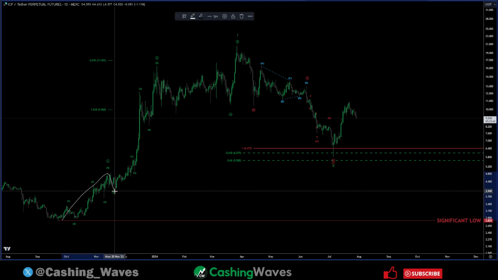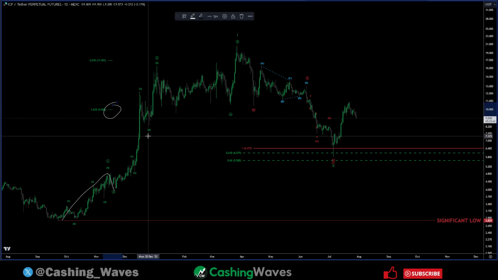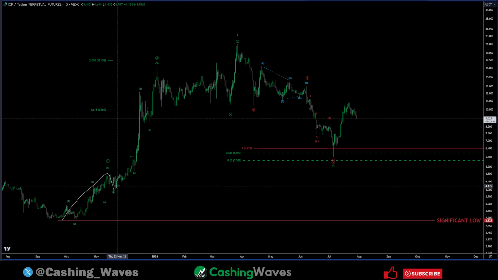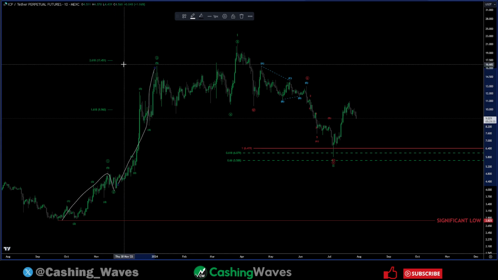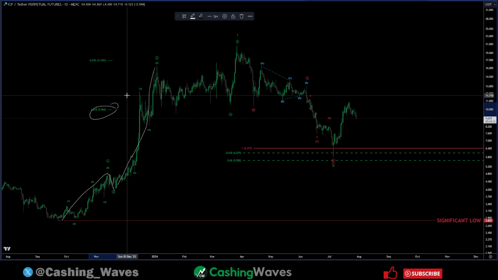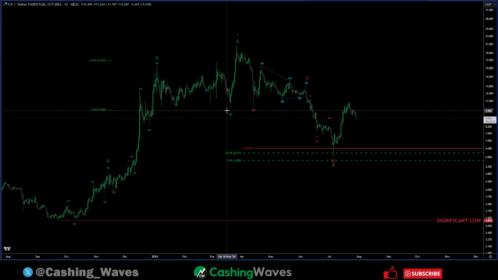We have our wave 1 and 2. Our usual target for our third wave is the 1.618. When we get extended, it can come up to the 2.618 or even higher. So you can see we got an extended third wave. Anytime we pass the 1.618, it's considered extended.